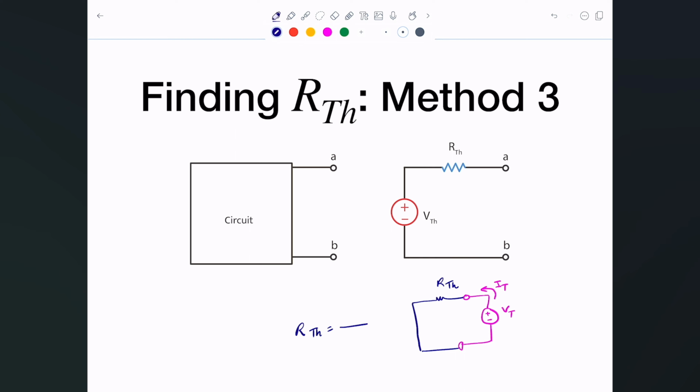R Thevenin is simply V test divided by I test. So typically you give V test some value, you compute the I test, and you divide them by each other, and you get the R Thevenin. Or if you have it as a current source, you compute the VT, divide them by each other, and you get that particular value.